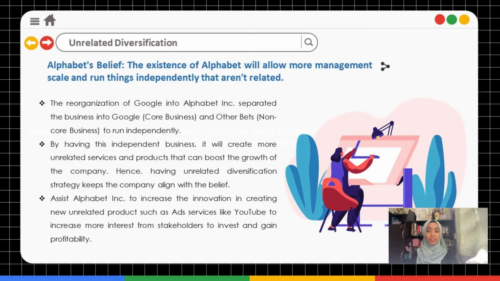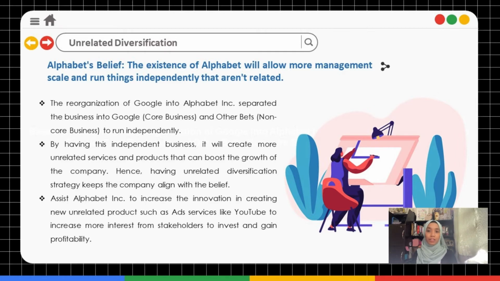We can see based on Alphabet's belief, the existence of Alphabet will allow more management skill and run teams independently that are not related. Based on the belief, the organization has separated business into Google's core businesses and other non-core businesses to run independently. By having these independent businesses, it will create more unrelated services and products that can boost the growth of the company. Hence, having an unrelated strategy keeps the company aligned with its belief.